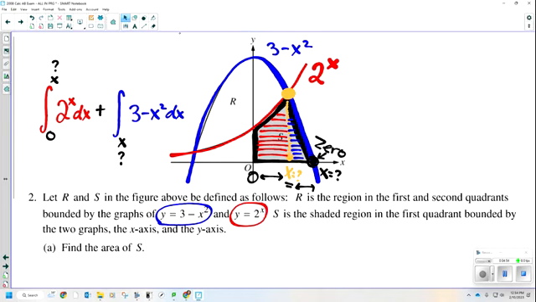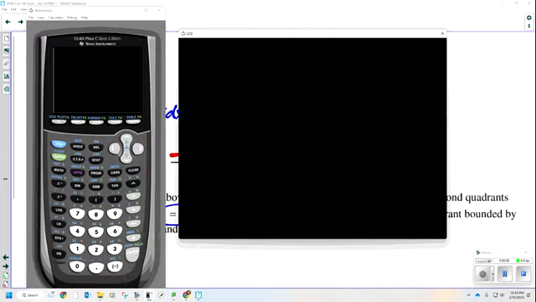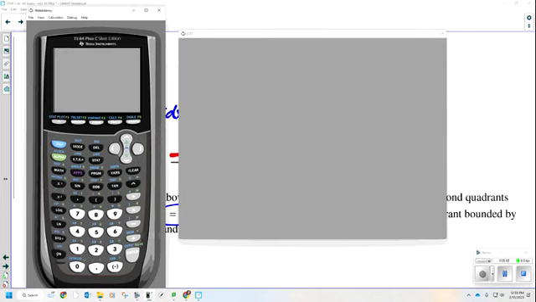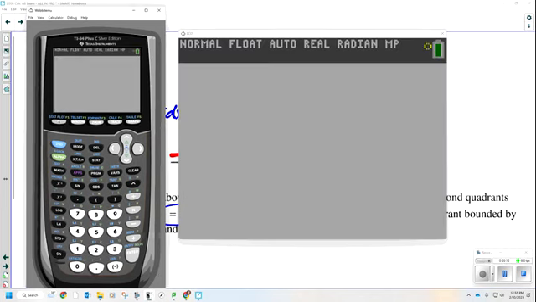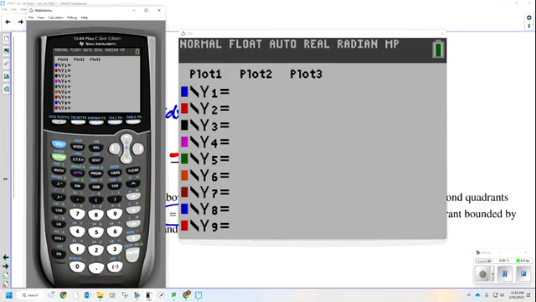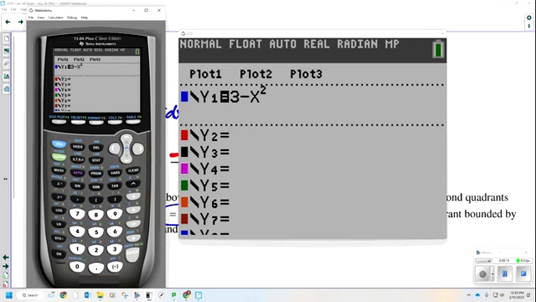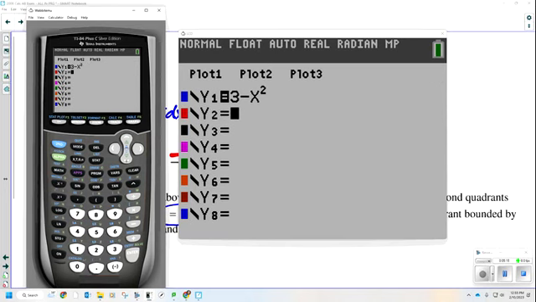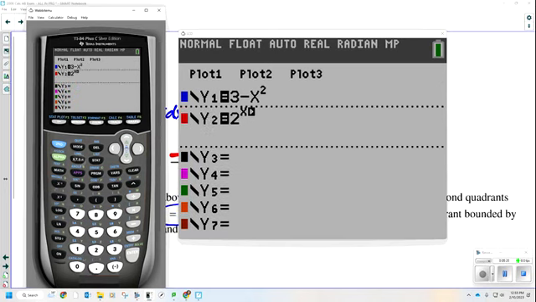Now it's time to grab that wonderful TI-84 Plus CE. And, you know, I joke around, but really when you have two graphs like this, it's really nice to have different colors for different graphs. So let's turn on this bad boy. Let's go to y equals. And my blue graph, which is going to have the blue line, is 3 minus x squared. All right? And the red graph is my 2 raised to the x.